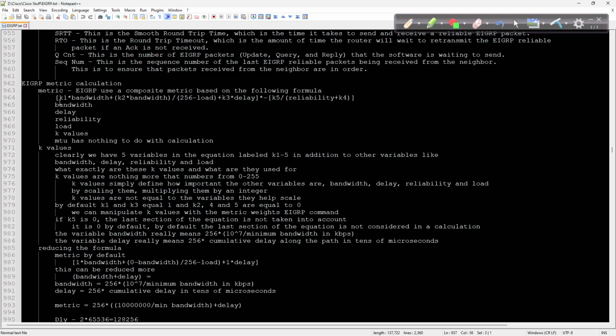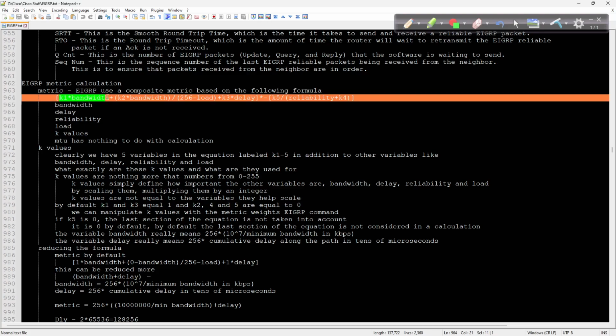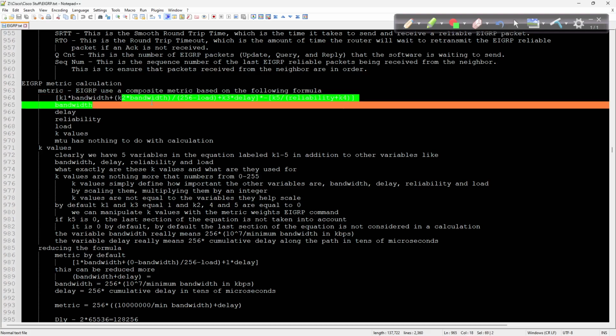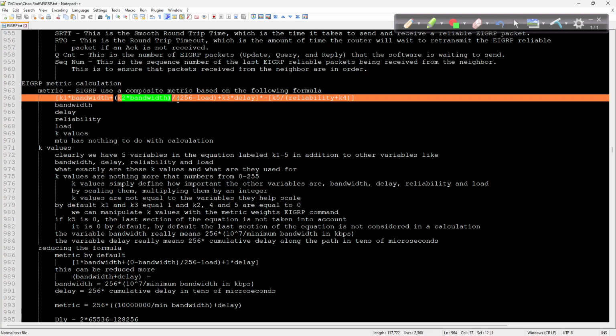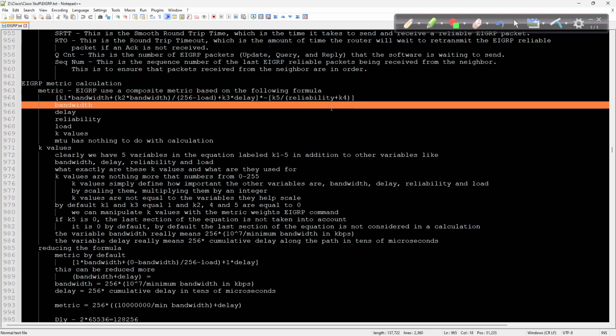So the composite metric is K1 times the bandwidth plus K2 times the bandwidth divided by 256 minus the load, plus K3 times the delay times K5 divided by the reliability plus K4. Okay, that's a lot to try to understand. Well, somebody that's really, really good at math, not me, came up with this formula.